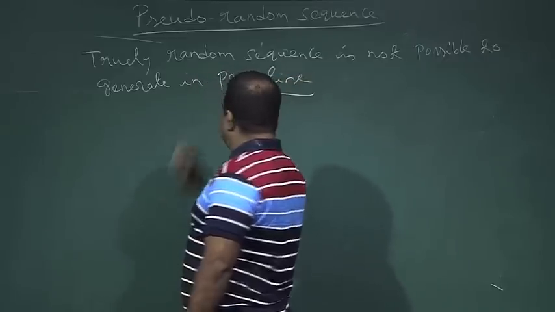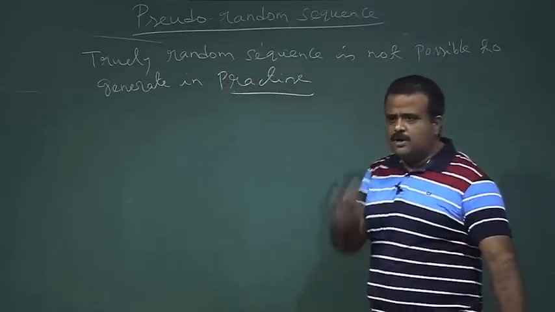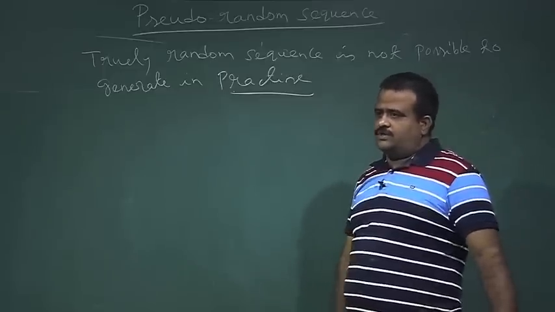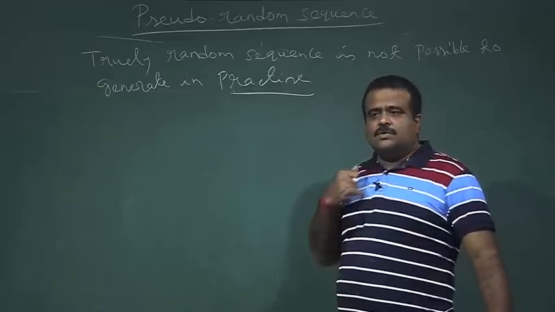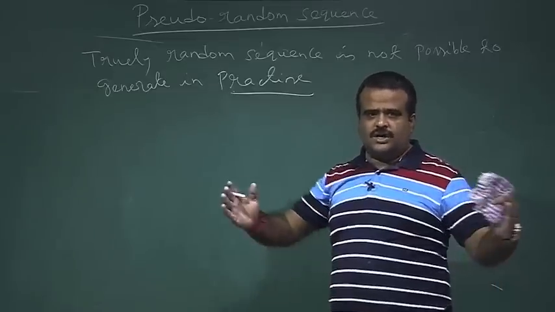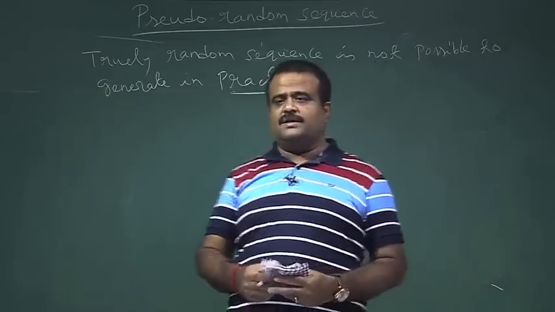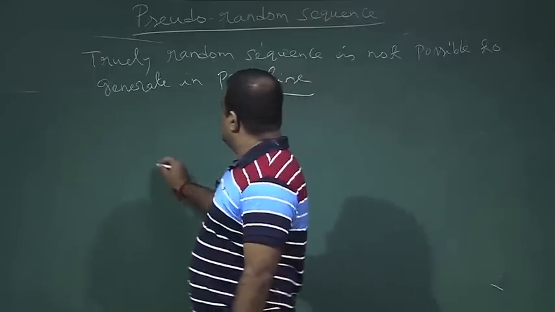So, it is basically impractical to generate a truly random sequence. That is the reason we call the sequence which we are generating from the key stream generator a pseudo random sequence.